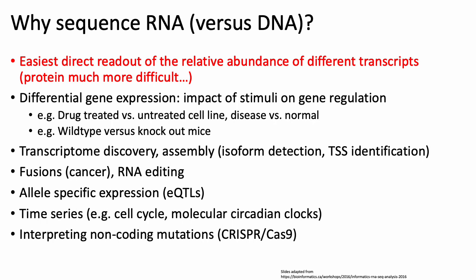RNA sequencing analyses are also used for time series analyses, where, for example, you might be interested in looking at how gene expression patterns change with continuous processes like the cell cycle or circadian clocks, or, say, differentiation of embryonic stem cells, or even reprogramming of, for example, iPSCs.